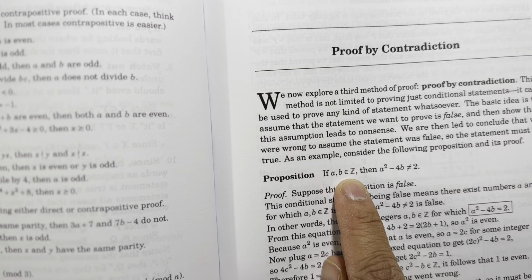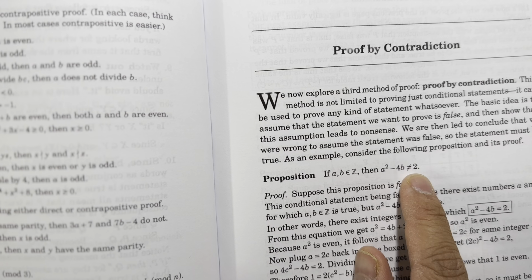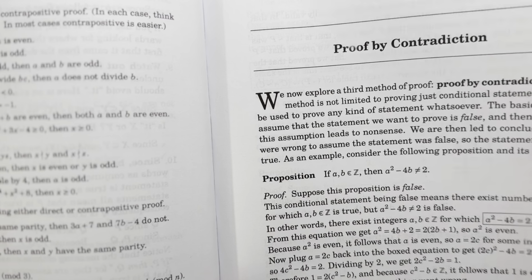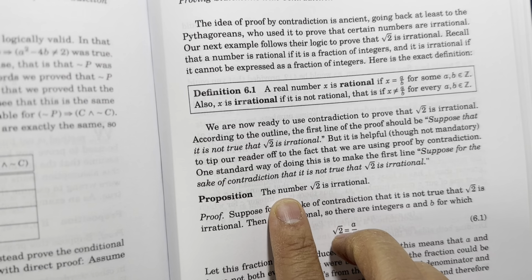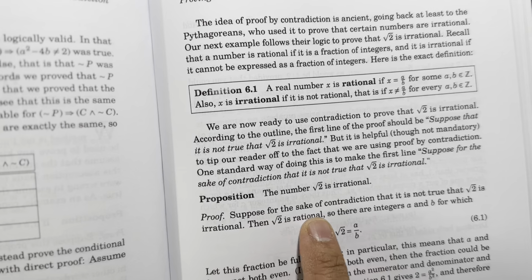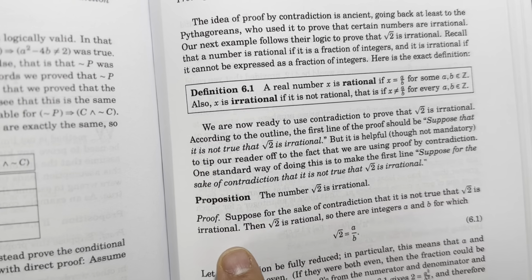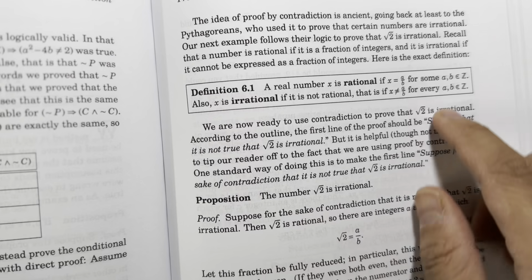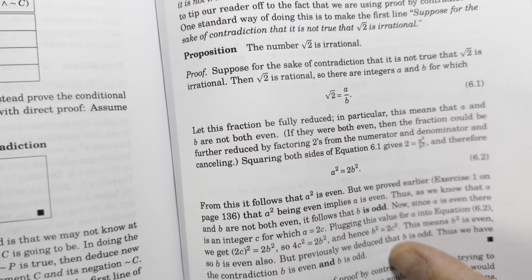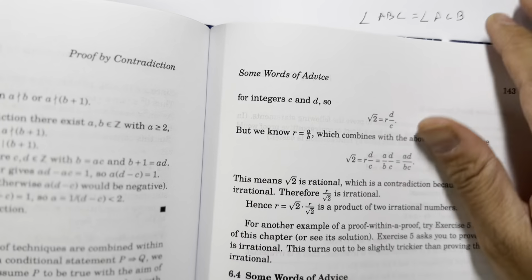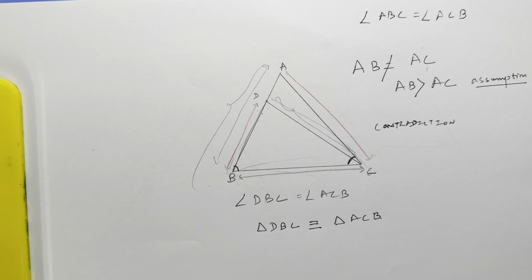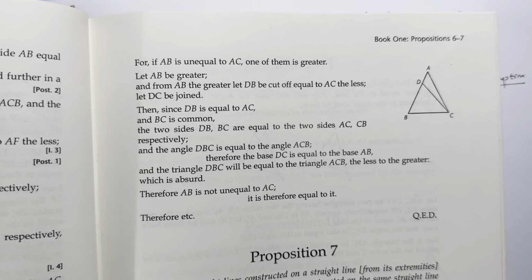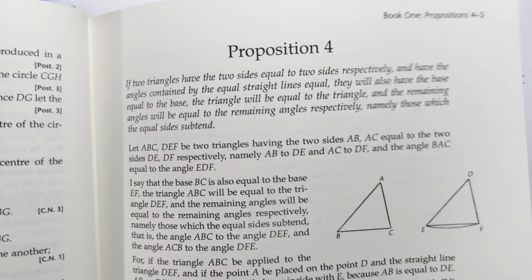If a and b are integers, then a squared minus 4b is not equal to 2. Suppose this proposition is false. So you see the number root 2 is irrational, this is a very famous proof. Suppose for the sake of contradiction that it is not true that root 2 is irrational. So you see, we take a contradictory stance and then we go and make the proof. I'm not sure he has any geometrical proofs. Okay, no problem. But I think this is perhaps the first proof in Elements by Euclid which actually is a proof via contradiction.